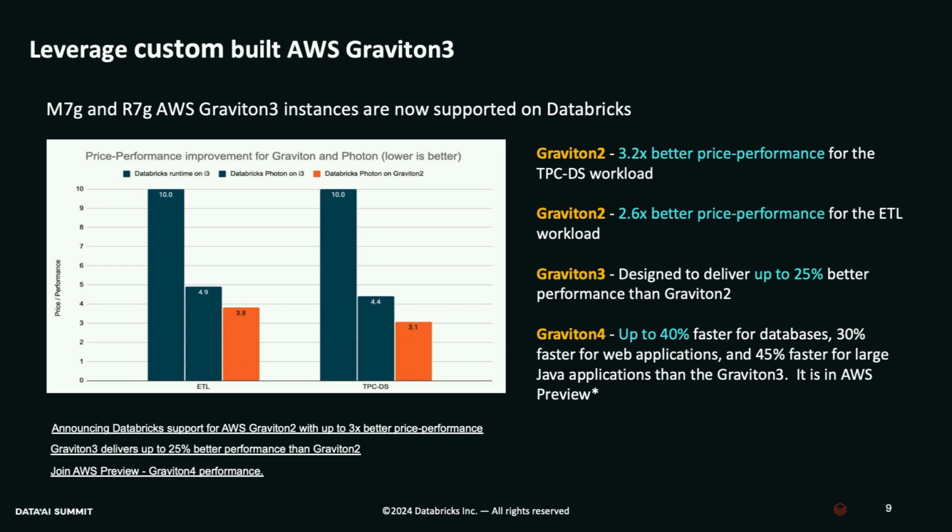The last one from AWS is about leveraging the custom-built AWS Graviton 3, which is an ARM64-based processor. Databricks built their runtime engine on Graviton 3 instances along with the vectorized Photon engine. With Graviton 3 and Photon, you can see 3.2x better price performance on Graviton 2 itself, but Graviton 3 offers 25% more over Graviton 2, and Graviton 4 is designed to give you 40% faster performance, but it is in preview right now in AWS. You can experiment and sign up for Graviton 4. The link is provided there.